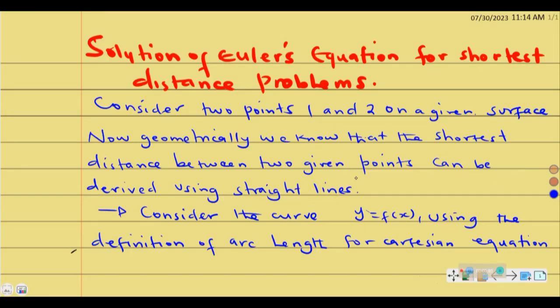Greetings everyone. In today's lecture, we shall look at the solution of Euler's equation for the shortest distance problems. For that case, we shall consider 2 points 1 and 2 on a given surface, but we understand that geometrically we can obtain the shortest distance between any two given points by using straight lines. Now, for that case, let us consider the curve y equals f of x.